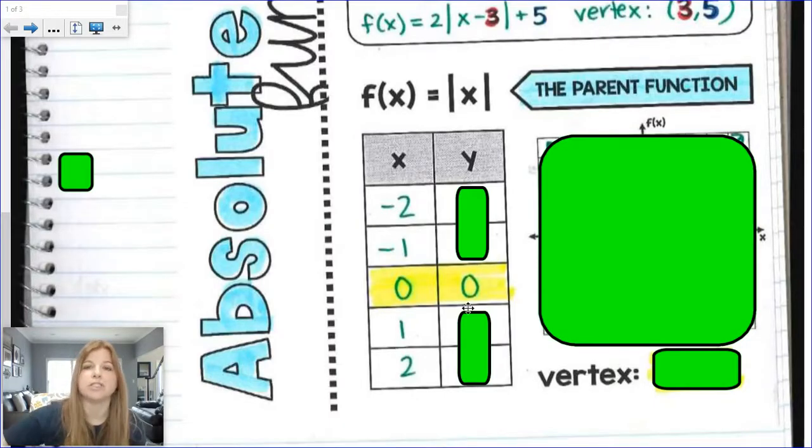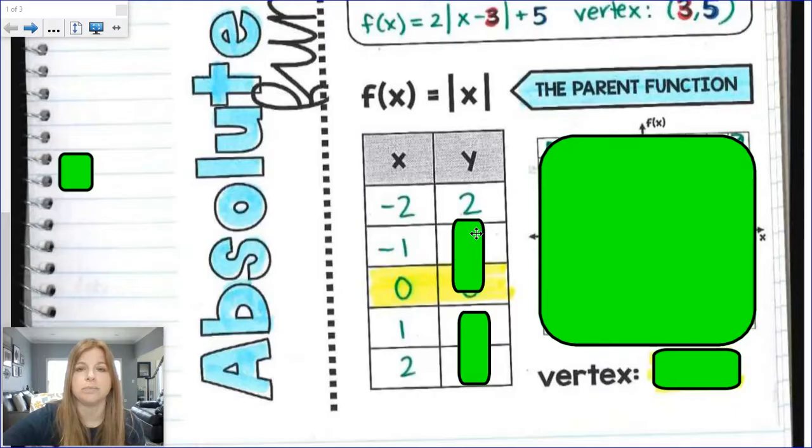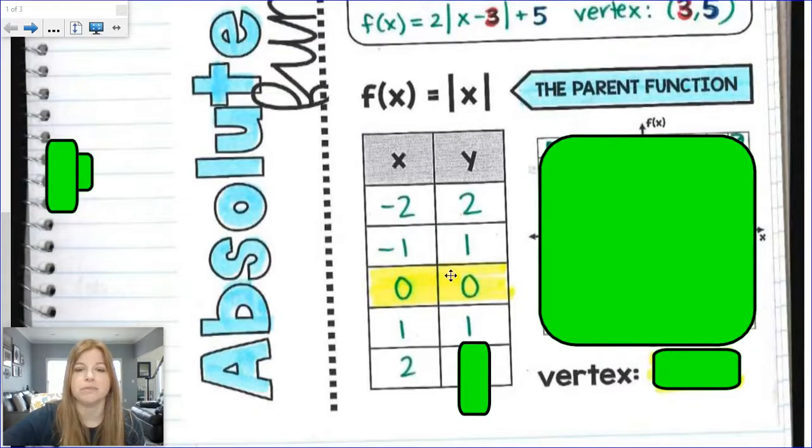Now I can go ahead and actually just look back at my function and fill in my values. If I plug in a -2, what's the absolute value of -2? The absolute value of -2 is 2. The absolute value of -1 is 1. Let's go to the positive now. The absolute value of 1 is also 1. The absolute value of 2 is 2.